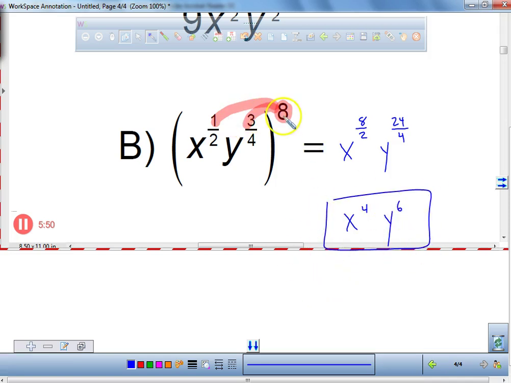So you have to understand which property is being utilized. I think we did C together, didn't we? Did we do that?